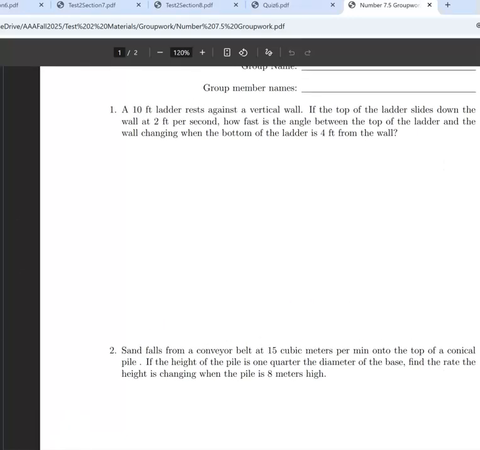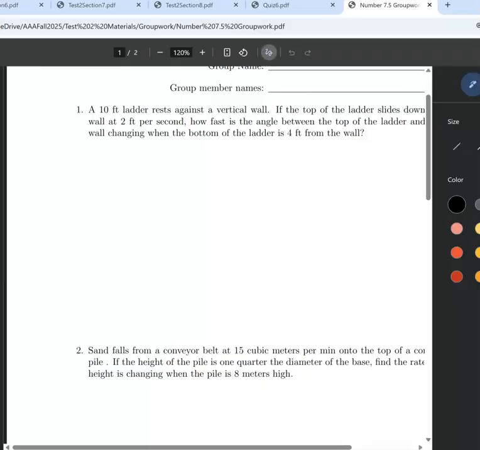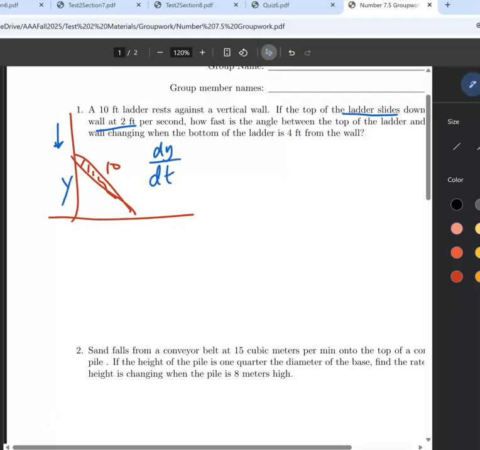Okay, so now we're talking about angles changing. Let's make sure we set this problem up. We've got this 10-foot ladder. I keep doing the 10-foot ladder, maybe I'll change it next time. It leans against a wall. The top of the ladder slides down, so it's going down. If I make that a y, I know dy over dt is equal to -2.